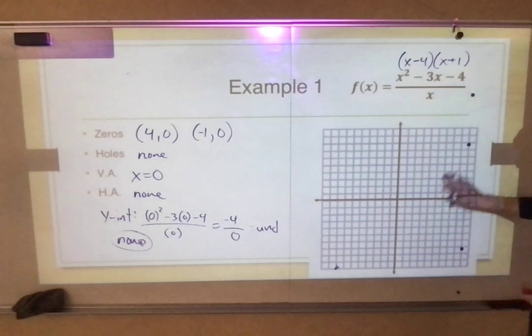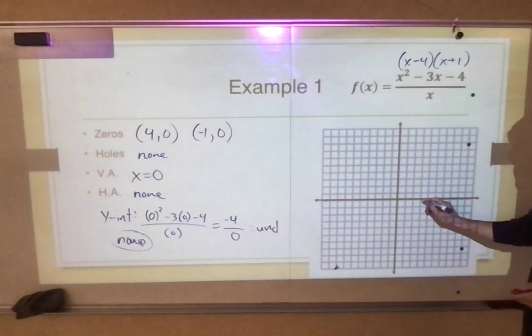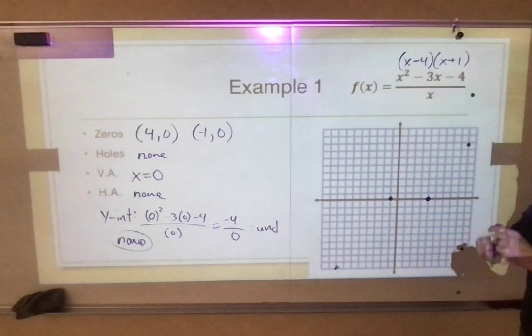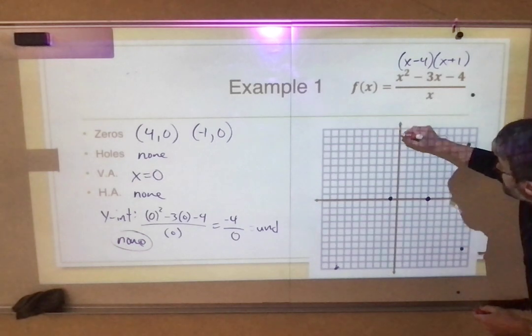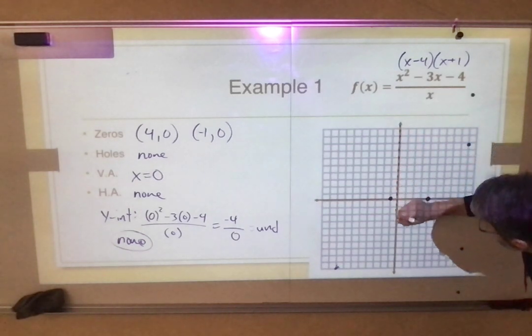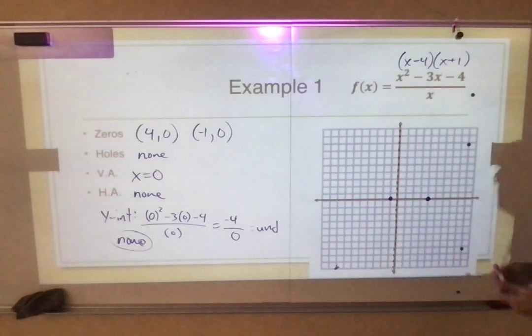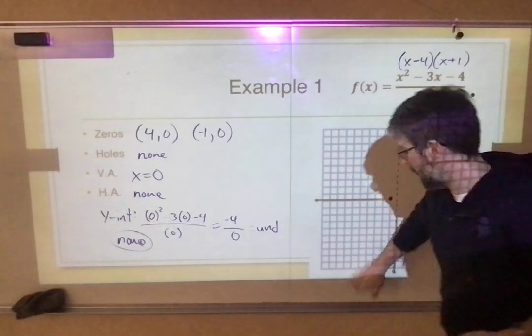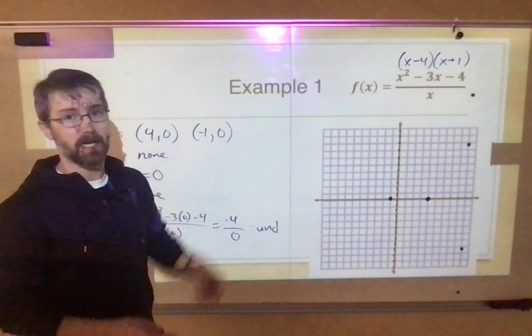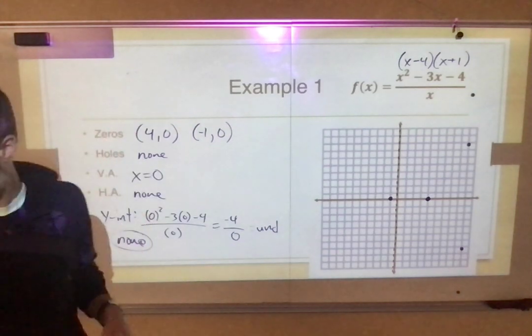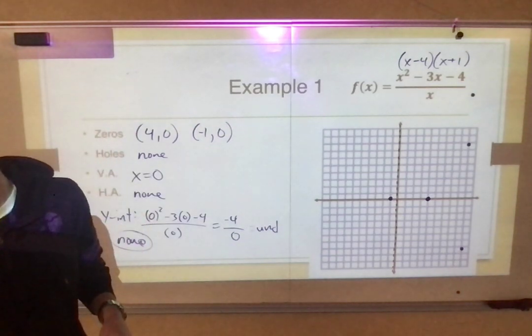So let's plot all this stuff. Zeros are at 4 and -1. We have a vertical asymptote at x equals 0, like that. And now I want to check my graphing calculator to see how this looks, how I connect through those dots, and how it interacts with the vertical asymptote.